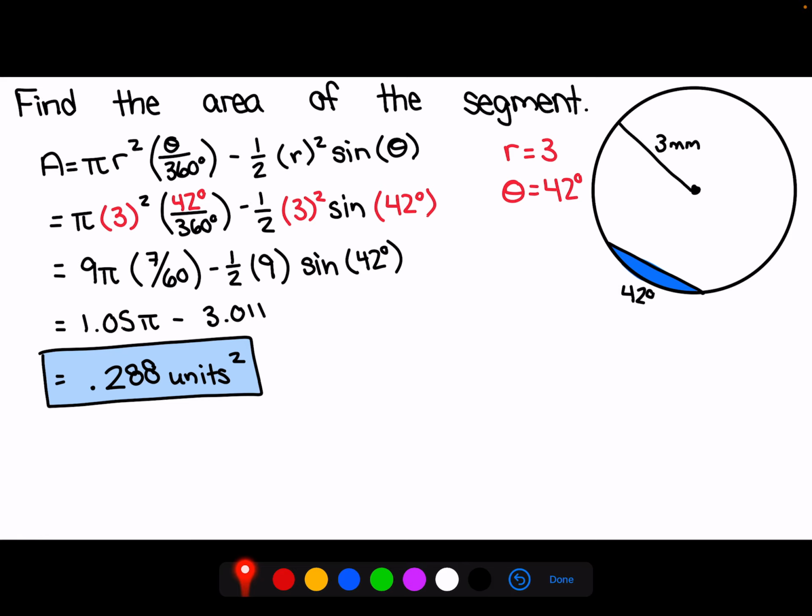Now, again, we want to check at the very end, does this make sense? Well, our angle measure is small, our radius is small, so therefore our area should be small as well. So yes, it makes sense in the context of this specific problem.